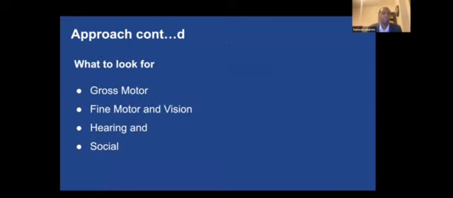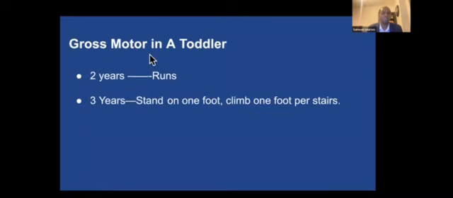Let me go back. Good. So let's start with the gross motor in a toddler. Again, we say toddler 2 to 3 years, so we're going to focus on 2 to 3 years. At 2 years, you should be able to run around. At 3 years, they should be able to stand on 1 foot or go up the stairs 1 foot at a time. So that's roughly it. It's difficult to memorize, so of course, you need to check these things at the time of assessment.